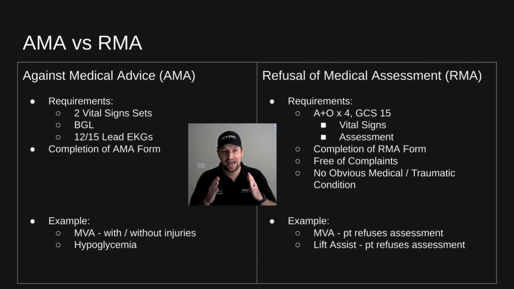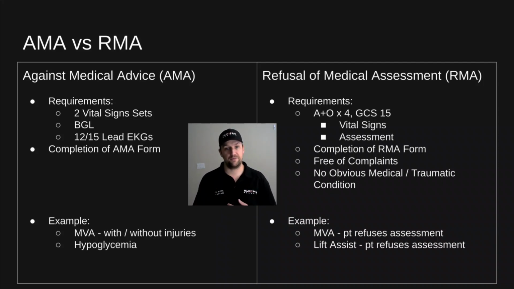The patient allows you to do an assessment, and with that, there are some requirements. You must have 2 vital sign sets, a blood glucose, 12 and 15 leads, and a 100% completed AMA form within ESO. For the BGL and the 12 and 15 leads, those can be used when applicable. So let's look at the examples to help guide you on this.